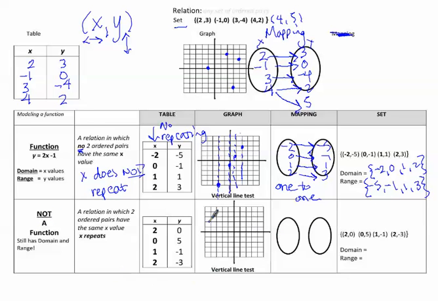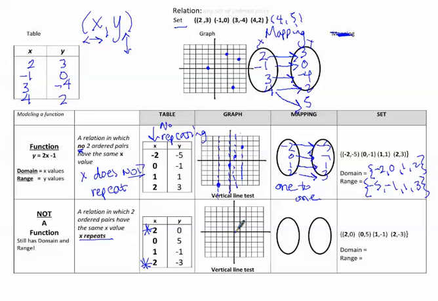Let's prove if it's not a function. Okay, so it still has a domain and range. Your domain is still your x's, your range is still your y's. But it is a relation in which two ordered pairs have the same x value. So in other words, x repeats. Looking at a table, if I have 2, 0, 1, 2, because I have two x values that are the same, this is not a function.